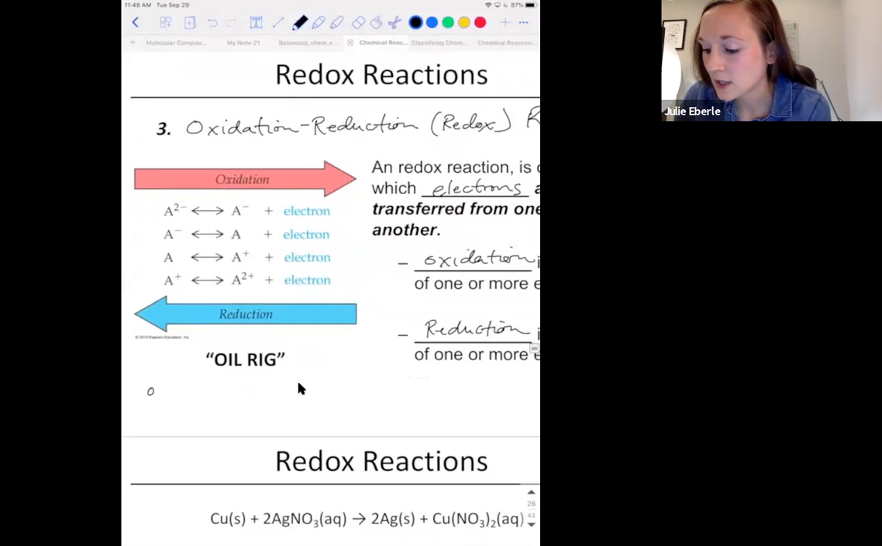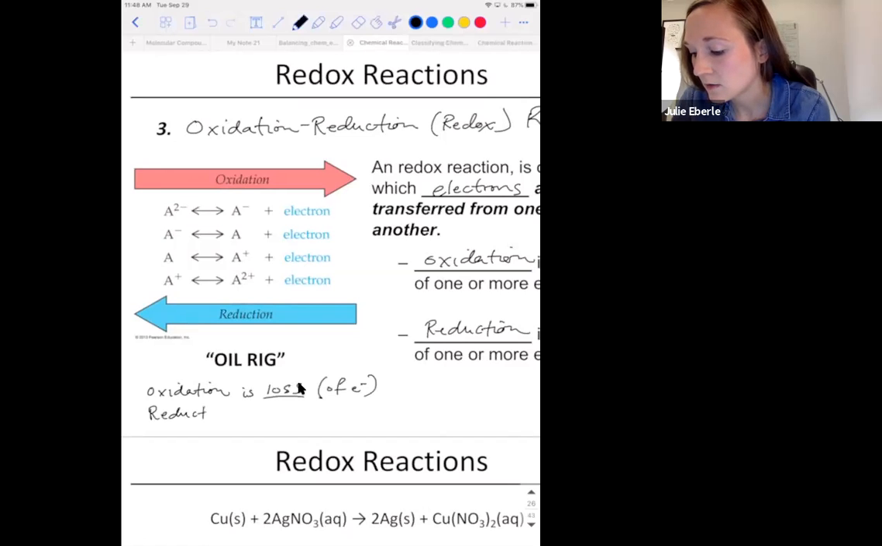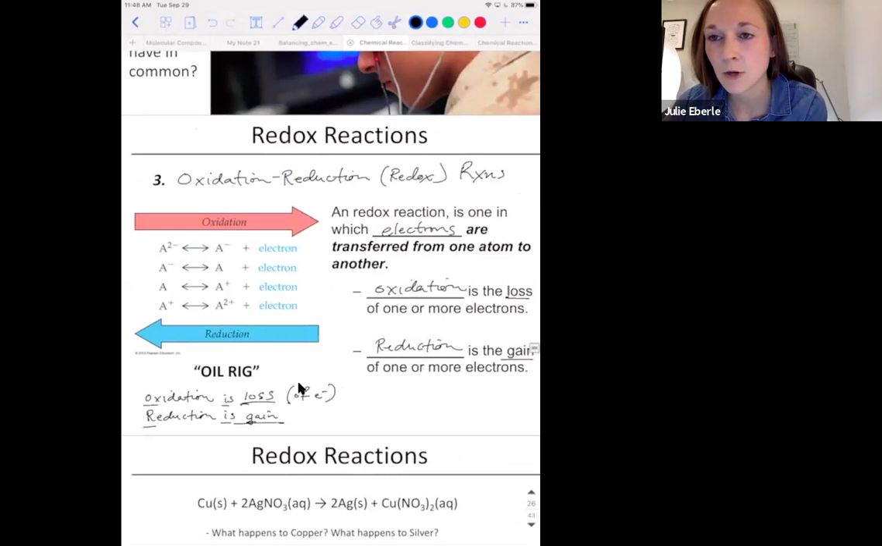So OIL RIG is an abbreviation that helps with that. It says oxidation is the loss of electrons, okay? And reduction is the gain, okay? R-I-G-O-I-L, OIL RIG. Okay, so that's just a little helpful tip there to keep oxidation and reduction straight in your head as far as what's happening.